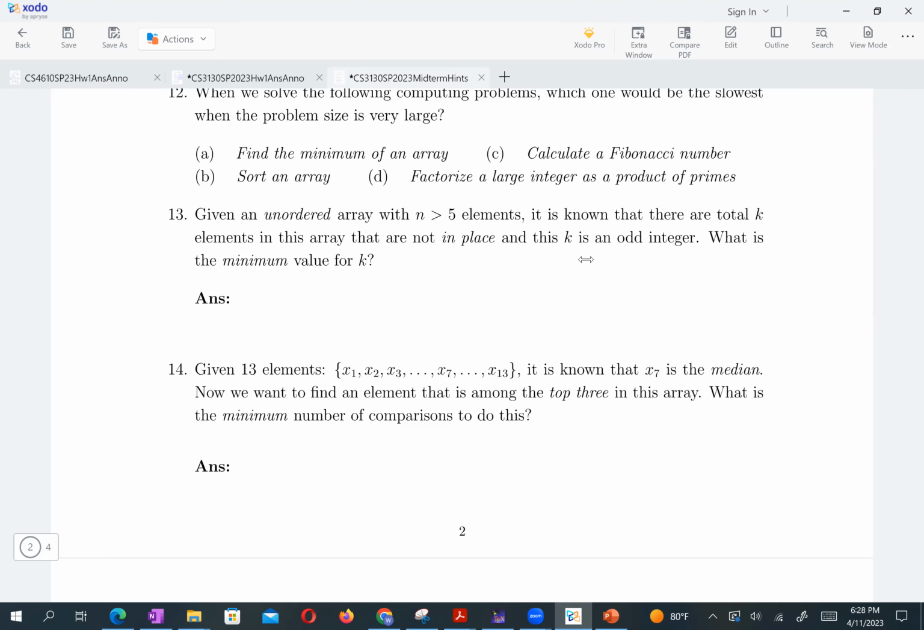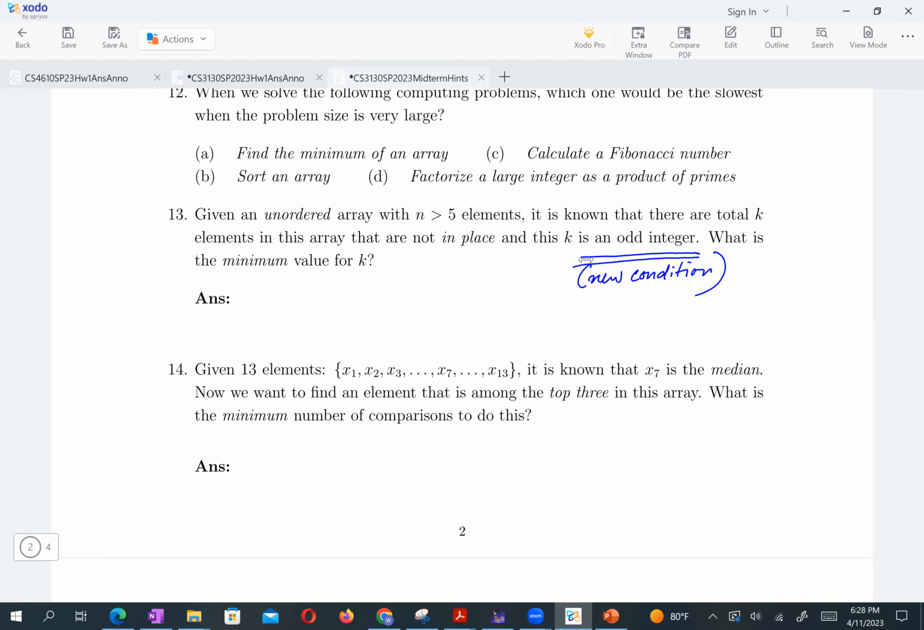K is an odd integer. This is the new condition part. Comparing with our homework, in our homework assignment we do not have this condition. Here, this is the modification. K, you cannot choose an even number. The smallest possible odd number, you need to choose for K here.